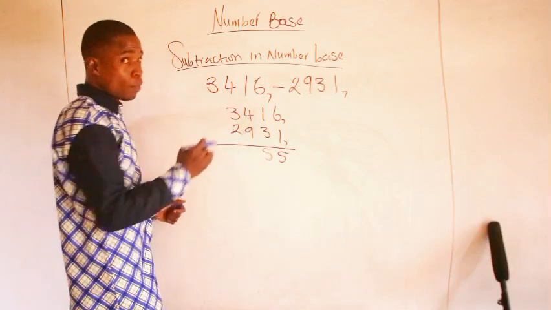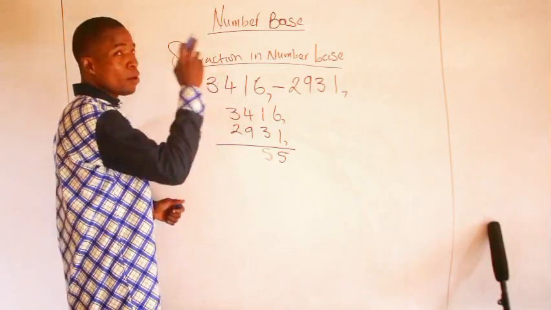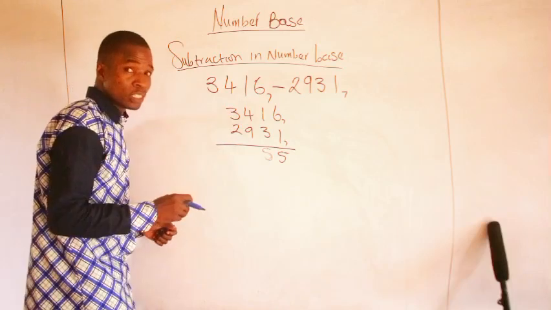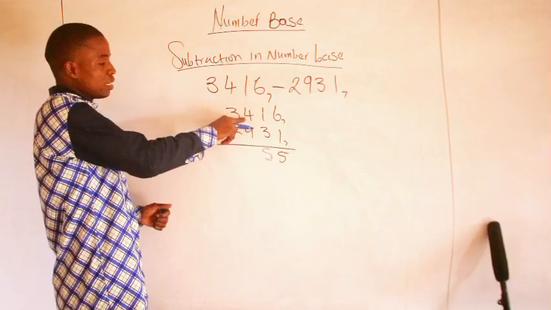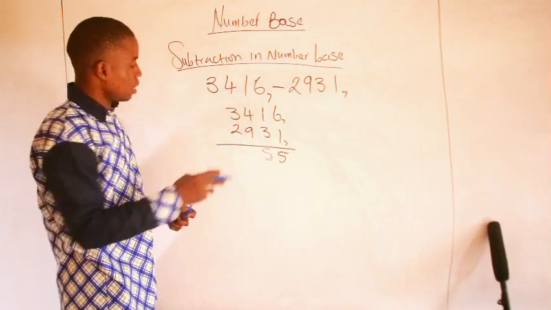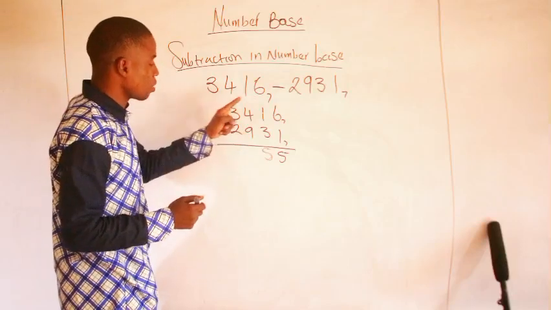9 minus 3 is not possible. Now, you borrow from this one, you join. Now, when you are borrowing from this one, you will turn to what? 7 plus the 3 that is here. You know that this one remains 3. 7 plus 3, 10. And 9 minus 10 is what?